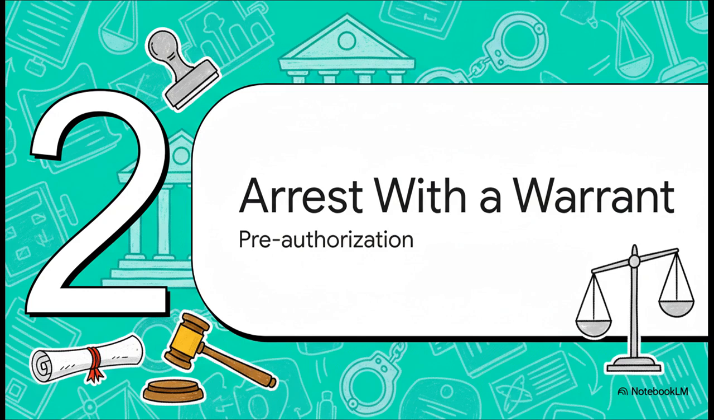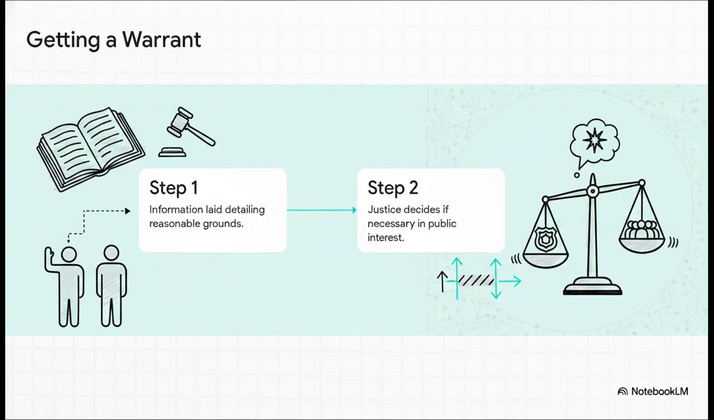Moving on to Section 2, Arrest with a Warrant and Judicial Pre-Authorization. This is exactly where the state officially asks for permission to tilt that scale and make an arrest. Before an officer acts directly to compel someone to court, they'll often go to a judicial officer, like a justice of the peace, to get a warrant. And this is basically a two-step hurdle. First up, an information is laid under oath, which is really just legal speak for a formal written accusation detailing the reasonable grounds to believe an offense was actually committed. But that's not enough on its own. Step 2 is the critical filter here. The justice has to determine that issuing a warrant, rather than just, say, sending a summons in the mail, is strictly necessary in the public interest.